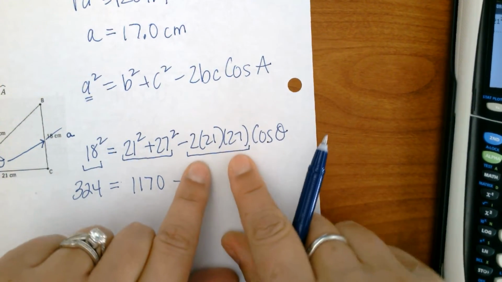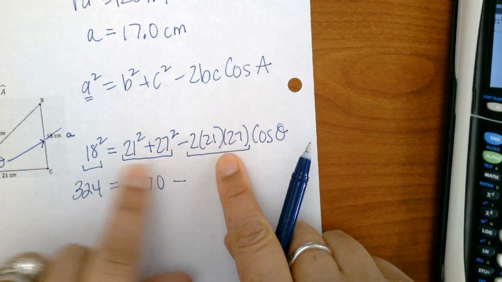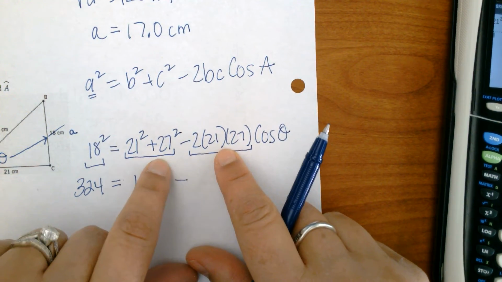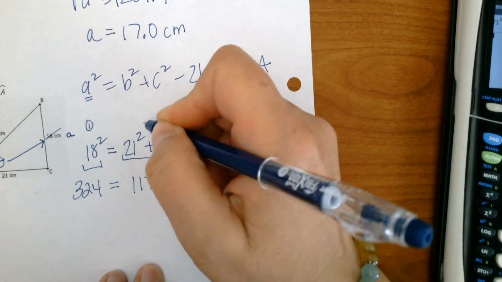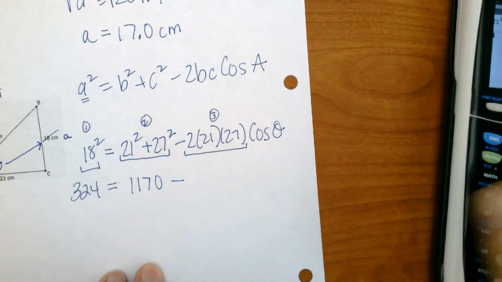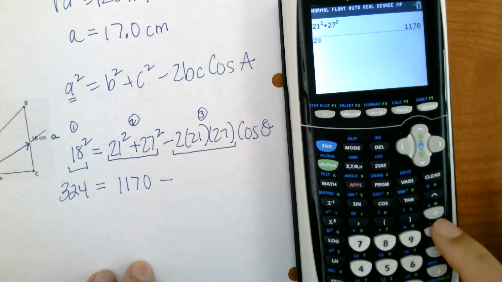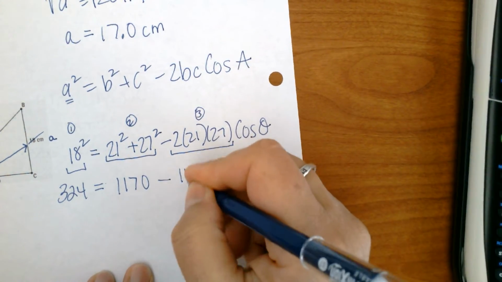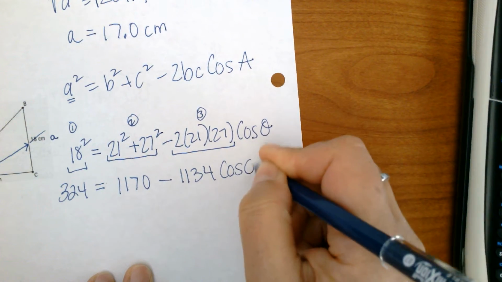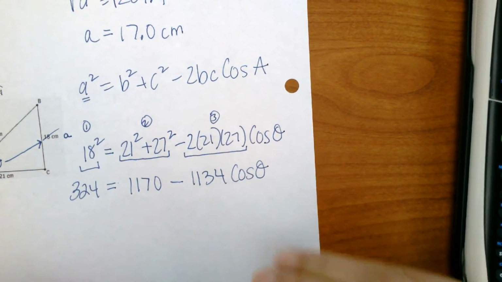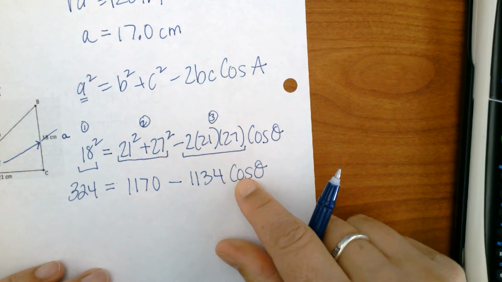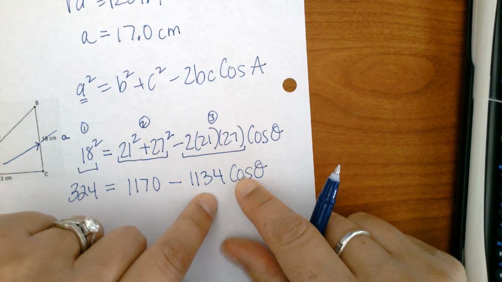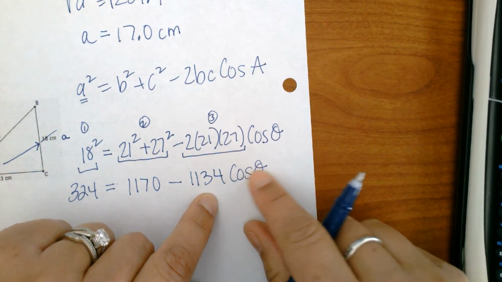minus. Okay, the next one I'm going to do is I'm going to multiply all of these. I can't combine these yet because of this cosine theta. These are not able to be combined. That's why I did this first, I did this second, I'm doing this third. Okay, everybody? So 2 times 21 times 27. 1134. 1134 cosine theta. Now I need you to look at this as a problem, let's pretend this is x for now. So it would just be 324 equals 1170 minus 1134, then you have a variable.